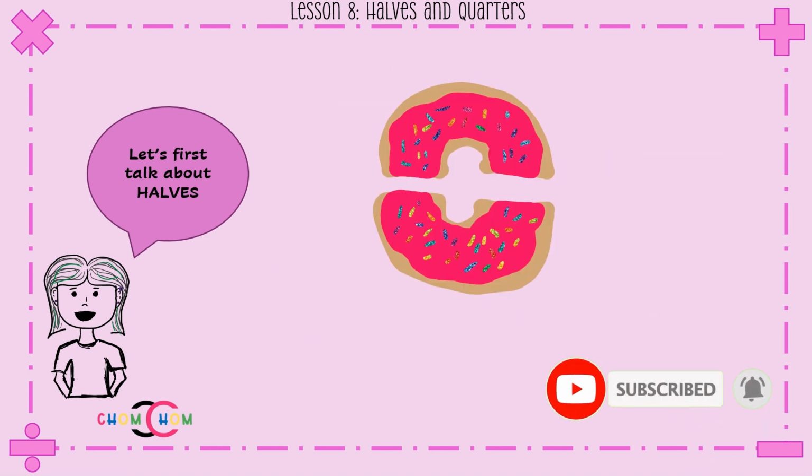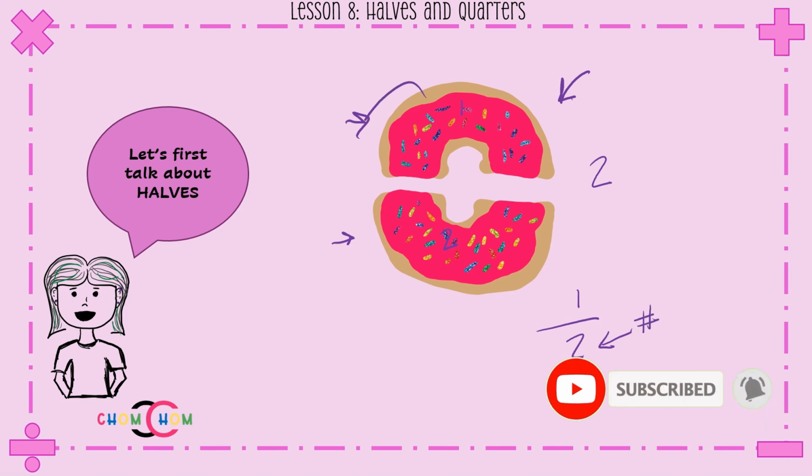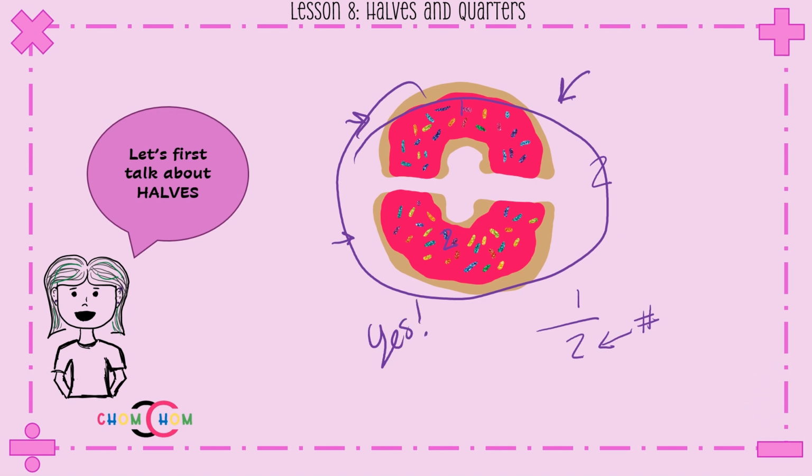Now, is this donut cut in half? Are these two halves? Our total number of pieces are 2. And remember, when we look at our fraction, the bottom represents our number of pieces, and this is 1 whole. So yes, this is a half.